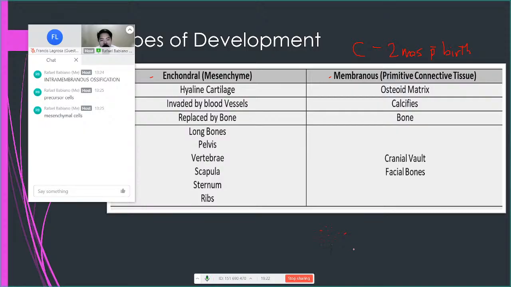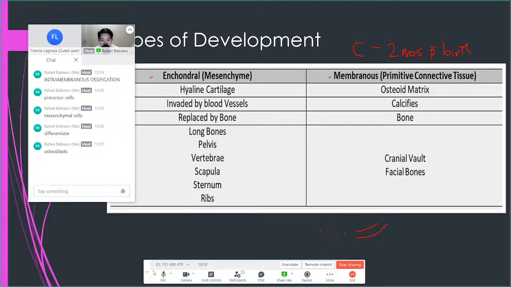Once they receive blood supply, they will differentiate, meaning the cells will transform. When they differentiate, they will become osteoblasts, which we are already familiar with. What are the functions of the osteoblasts? It was two slides before. What is the function of an osteoblast?